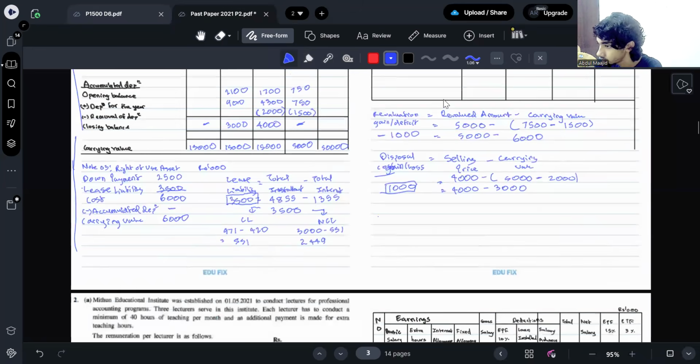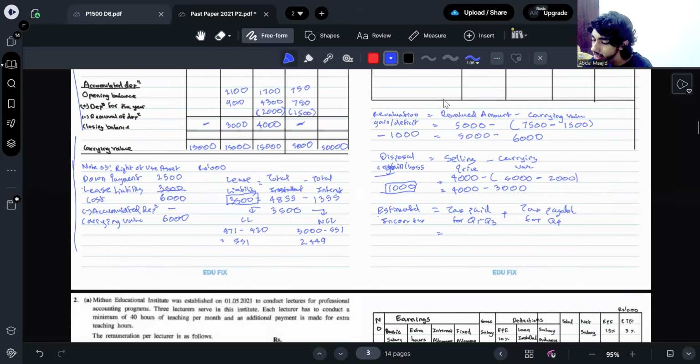Show it here. Estimated income tax equals tax paid for quarter 1 to quarter 3 plus tax payable for quarter 4.